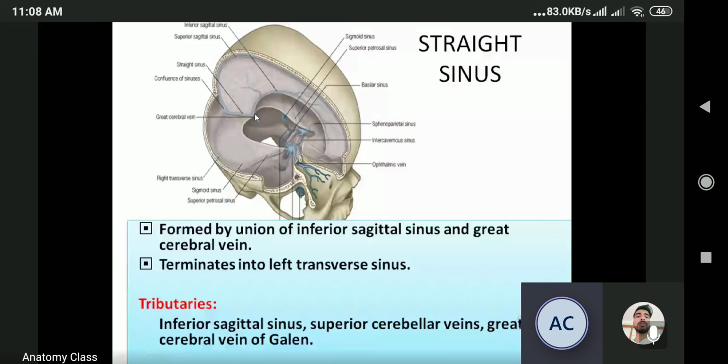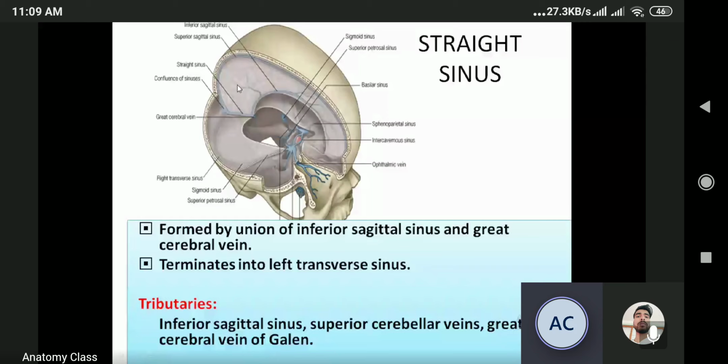And the straight sinus finally drains into the left transverse sinus. If you remember, the superior sagittal sinus drains into the right transverse sinus, while the straight sinus drains into the left transverse sinus. The straight sinus is present within the junction of the falx cerebri and tentorium cerebri, at the point where the falx cerebri unites with the tentorium cerebri.